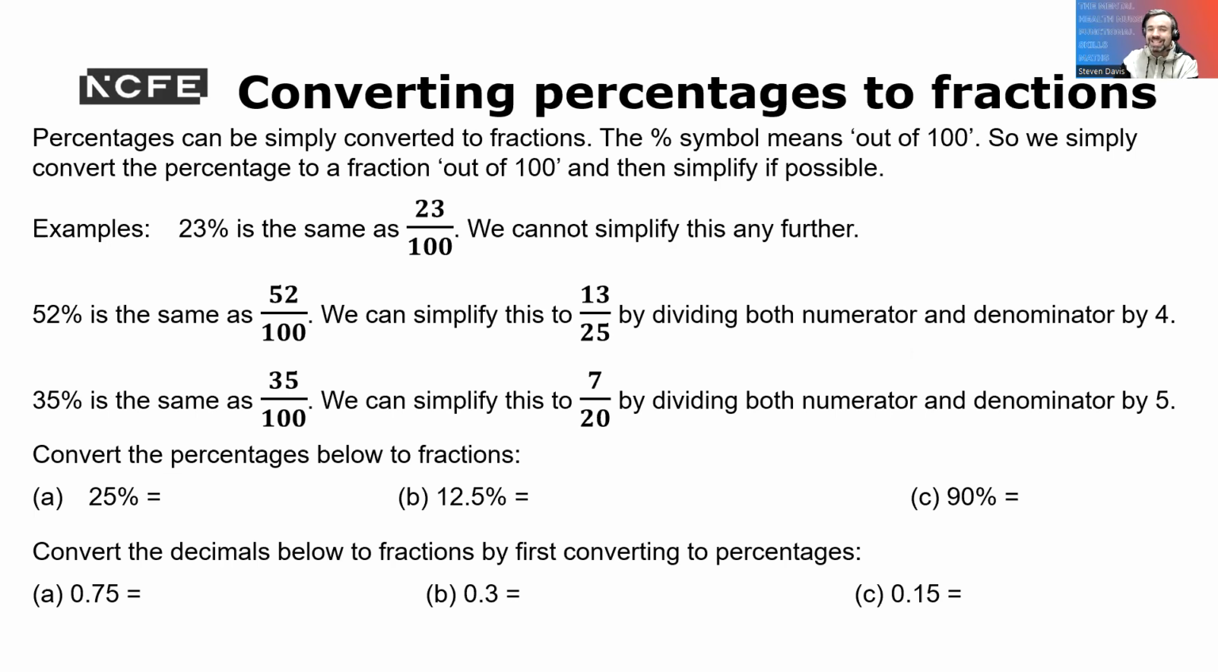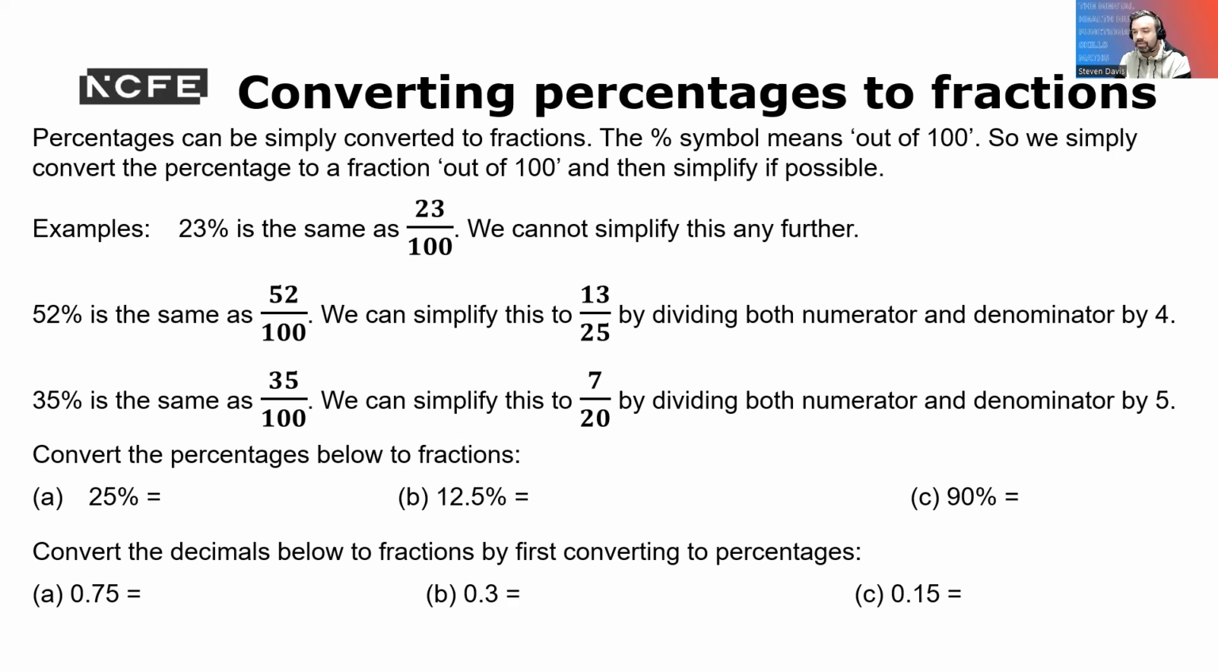So percentages can simply be converted to fractions. The percent symbol means out of 100. So we simply convert the percentage into a fraction out of 100 and then simplify it if possible. So for example, 23% is the same as 23 over 100. We can't simplify this any further. 52% is the same as 52 over 100. We can simplify this to 13 over 25 by dividing both numbers by 4.